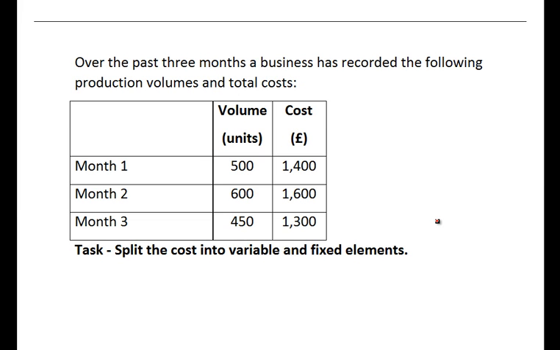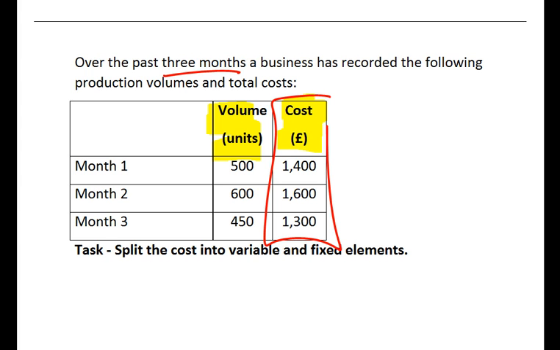So over the last 3 months, a business has recorded production volumes and total costs as shown here. Now, let's start by looking at what kind of cost we're dealing with. What behaviour does this cost exhibit? And I can almost go through a process of elimination here. Well, firstly, and probably most simply, is this a fixed cost? Now, a fixed cost is where the cost is not affected by changes in volume. So even if you produce more units, the cost would stay the same. Is this a fixed cost? Well, clearly not, because it has changed.